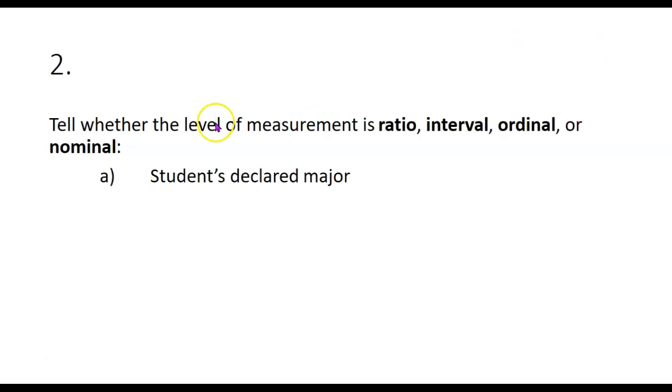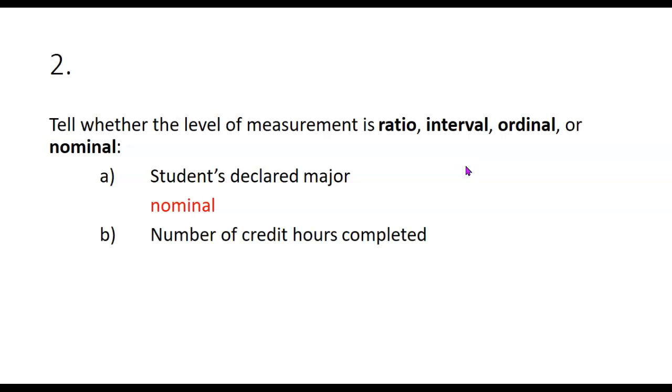So which one of those would we be dealing with for a student's declared major? The student is an exercise science major. The student is a criminal justice major or whatever. That would be nominal.